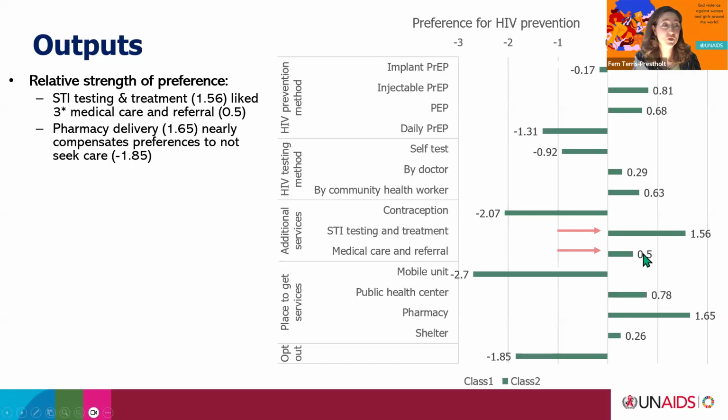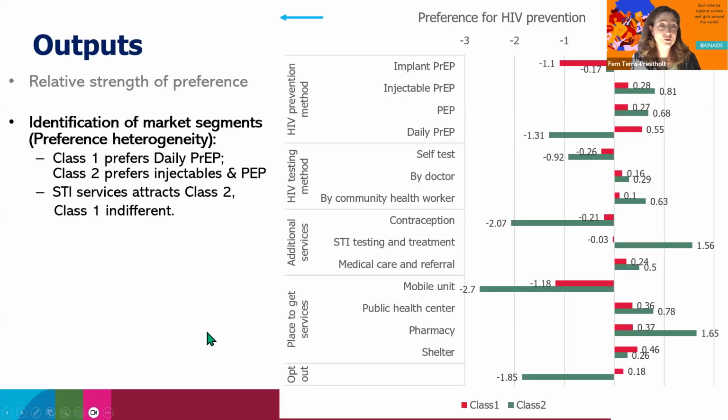So a big difference. Not just that they like it better than that, but three times as much. And in this group of people who actually had a high preference not to seek any services, you see the utility of -185, you can almost compensate them by providing the services through the pharmacy. The second thing that you can do is look at heterogeneity.